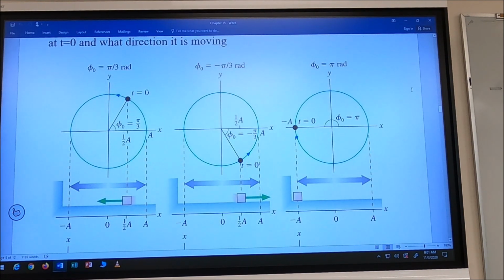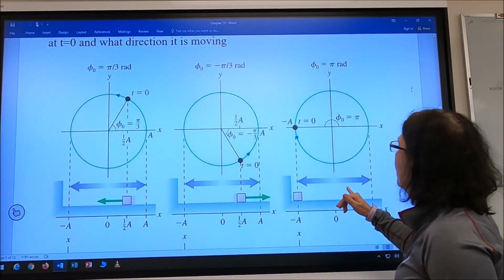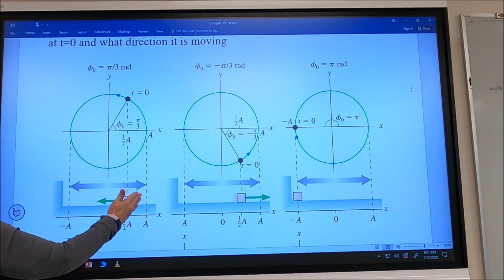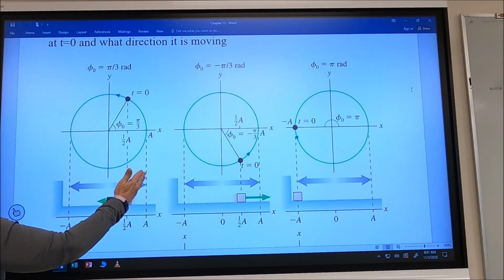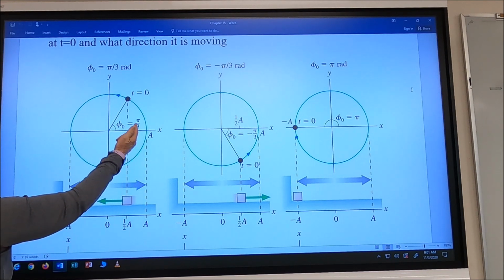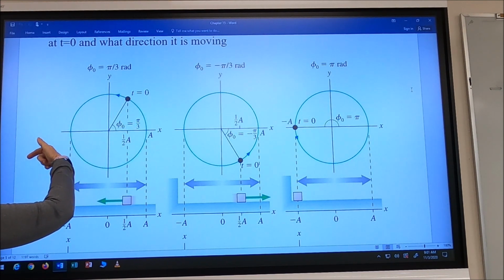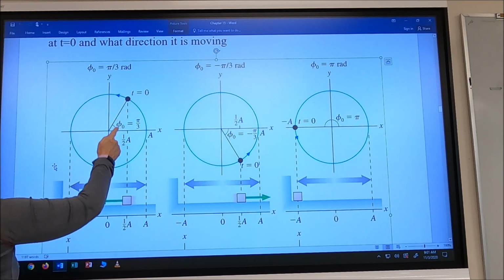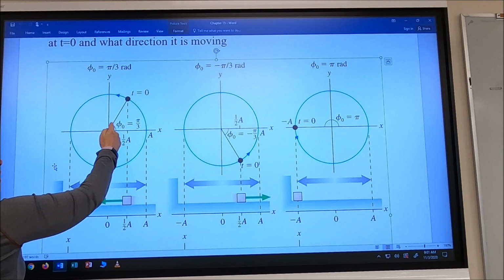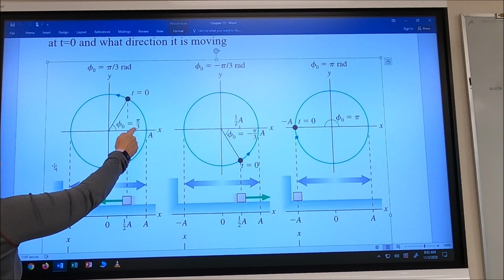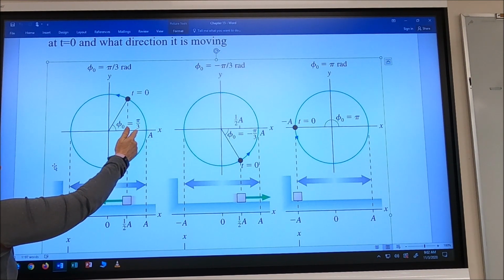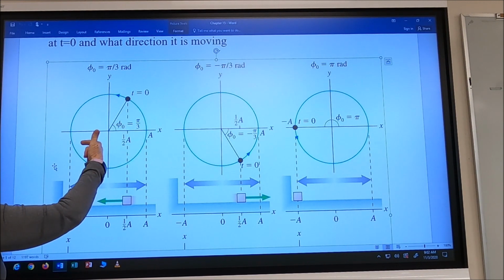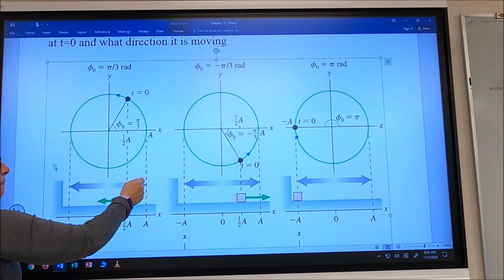Okay, so let's look at these situations. Now, if we start out here, we're at a position to the right of equilibrium. We're on the positive x position, and we're headed left. Okay, we're moving in the counterclockwise direction. So the shadow is moving left. So there's our phi 0, pi over 3, remember we're dealing in radians, okay? So we're going to have a plus x and a minus v, all right?